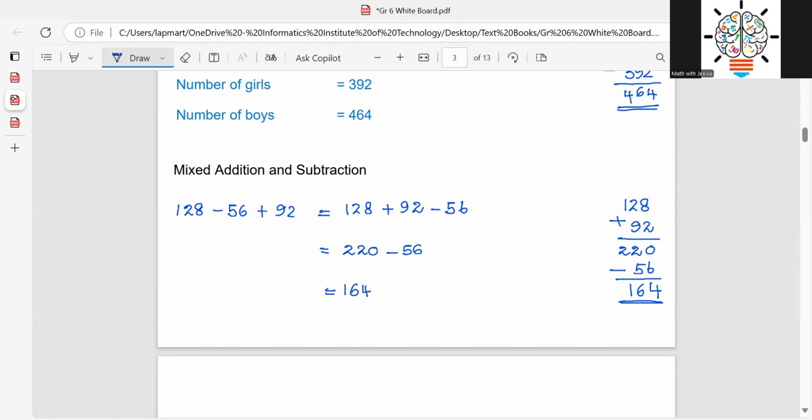When you have mixed addition and subtraction, what you are supposed to do, children, please write down the similar category numbers closer. So when you come across a number with the positive sign, you write them together. First you add them together, then from that you deduct the value.